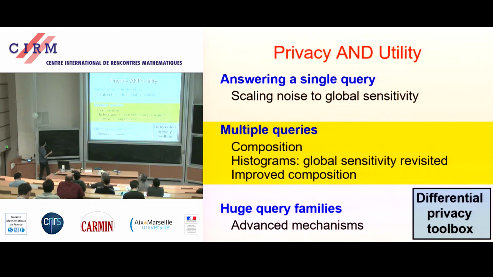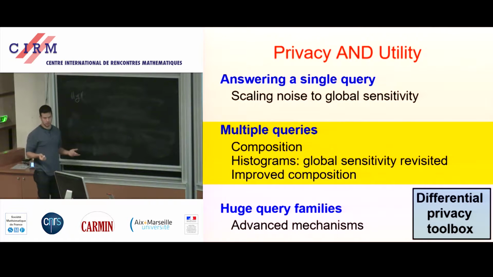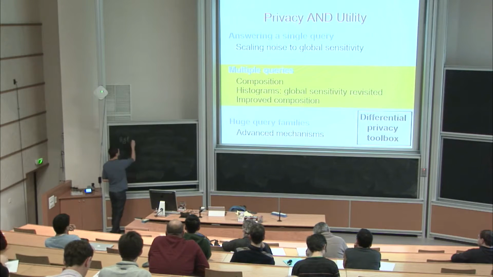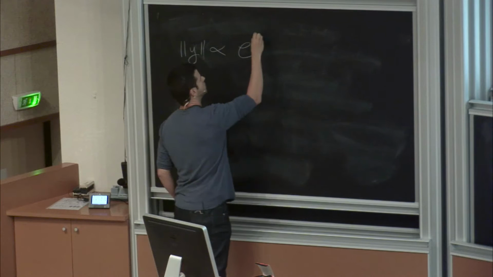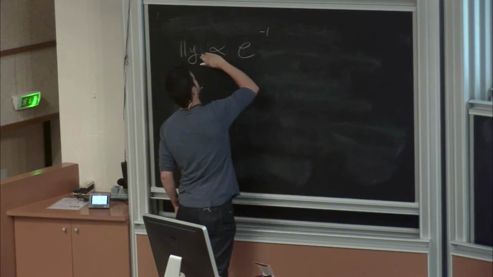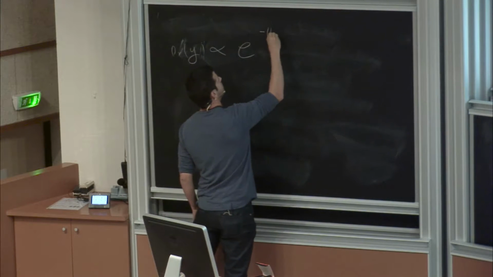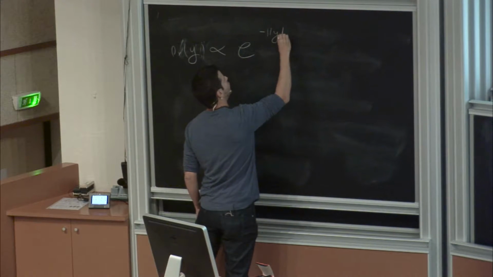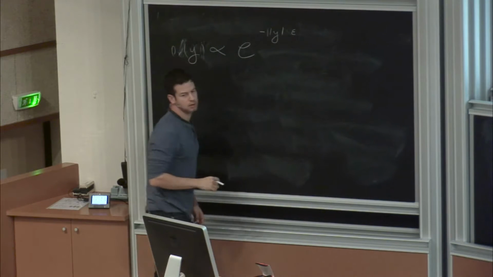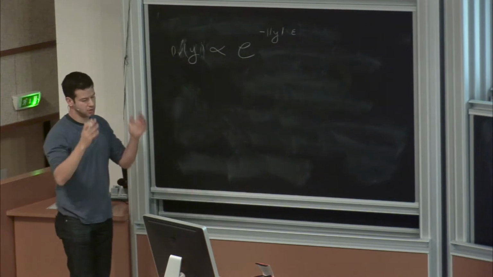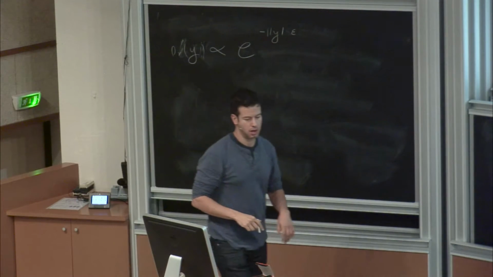So the density function says that the magnitude of getting some answer y, it's real valued noise, and the probability of getting y is proportional to e to the minus magnitude of y times epsilon. And then there's some normalization. So it's sort of exponentially decreasing probability.